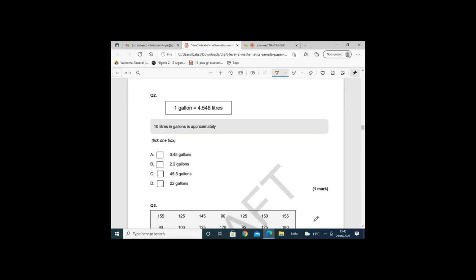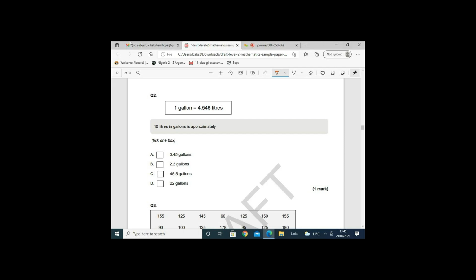Can you try question 2, please? Just calculate. The 10 liters of gas is approximately what? The answer is A. Now we're supposed to just times it, isn't it? Yes, 10 liters to gallons.